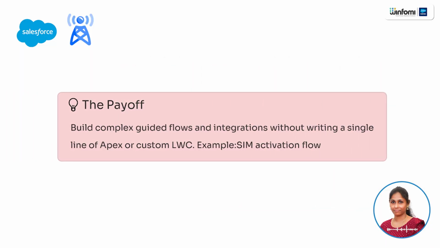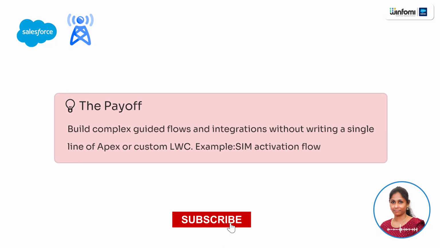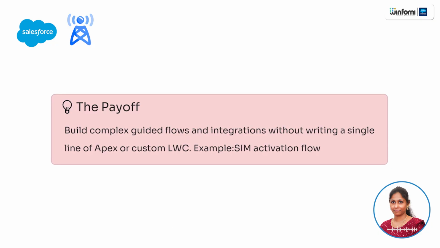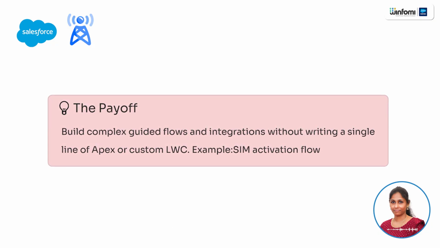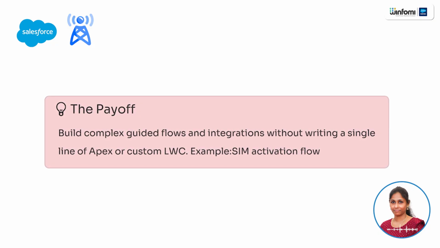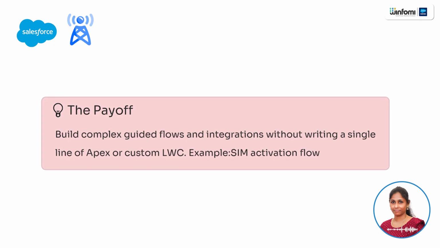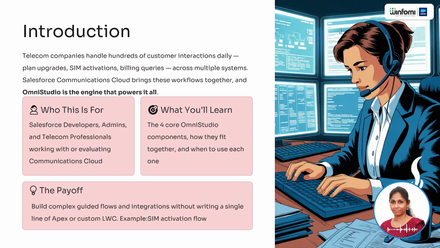The main payoff of OmniStudio is low-code development. In traditional Salesforce development, building a telecom process like SIM activation would require multiple Apex classes, custom Lightning Web Components, and API integrations. But with OmniStudio, we can build the entire guided workflow using declarative tools like OmniScript, FlexCards, Integration Procedures, and Data Mapper. Let's take an example of the SIM activation flow.